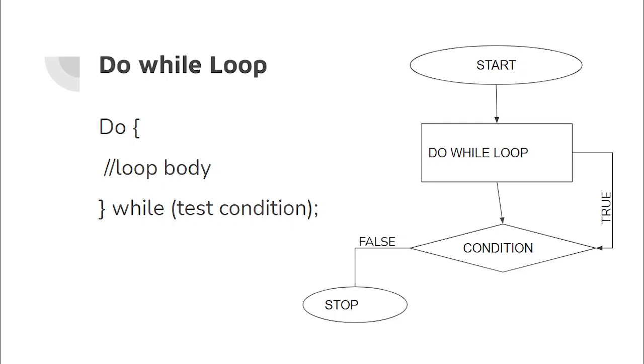This is the syntax of the do while loop. Here we have do, then we have the loop body, then we have the while which will test for the condition. And this is the flowchart of that. This is the starting, then we have the do while loop. If the condition is true, the loop runs again, and if it is false, the program will stop.